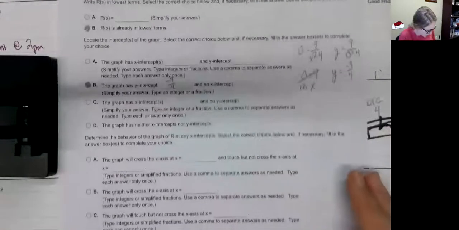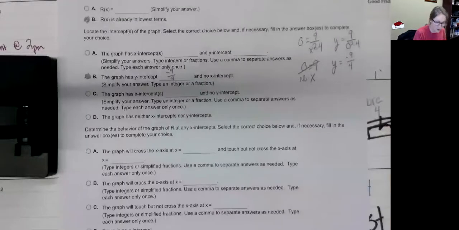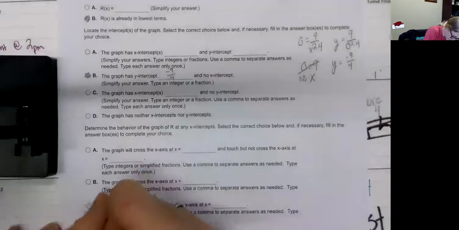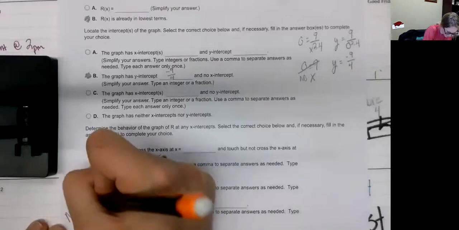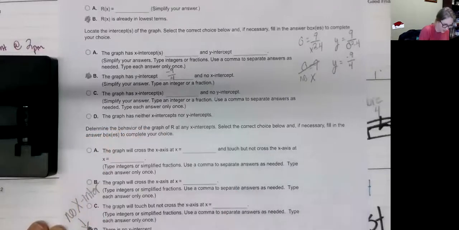Determine the behavior of the graph at any x-intercepts. There's no x-intercepts. No x-intercepts. Okay. I'm going to go ahead and write down our function now. So r of x equals 9 over x squared minus 4.